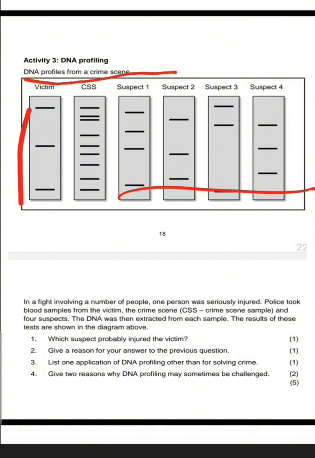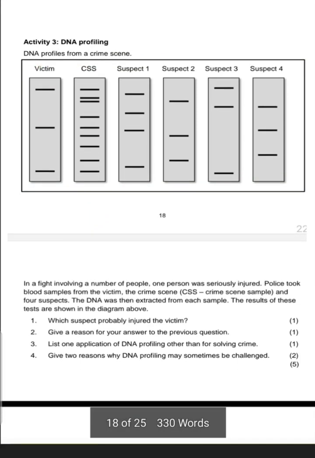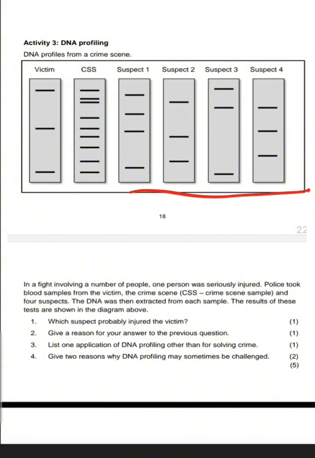In a fight involving a number of people, one person was seriously injured. Police took blood samples from the victim and the crime scene. Okay, so this is the crime scene, and these are the 4 suspects, and the DNA was then extracted from each sample. The results of this test are shown in the diagram above. Which suspect probably injured the victim?